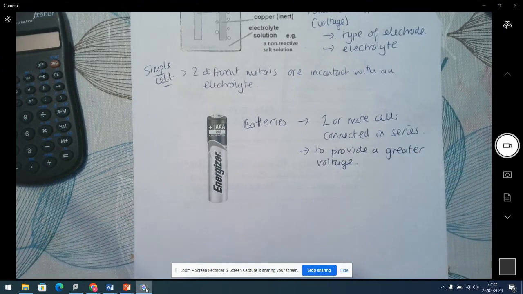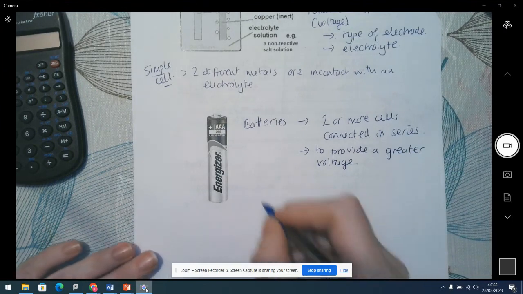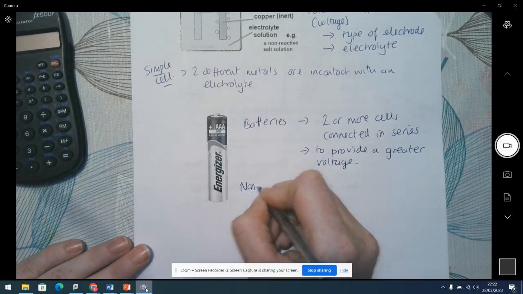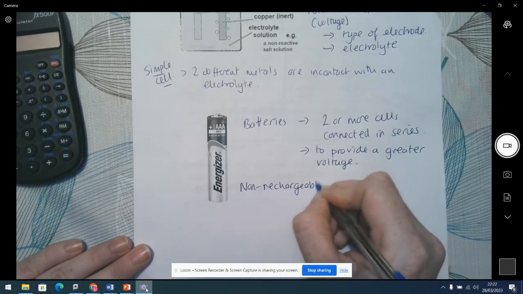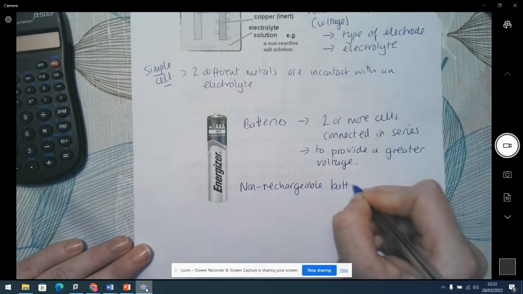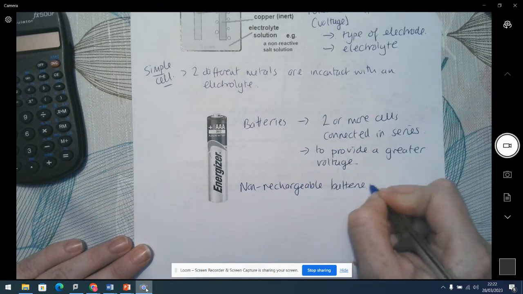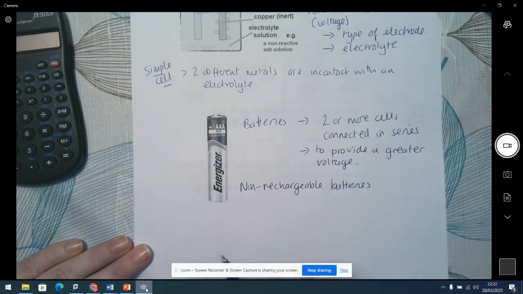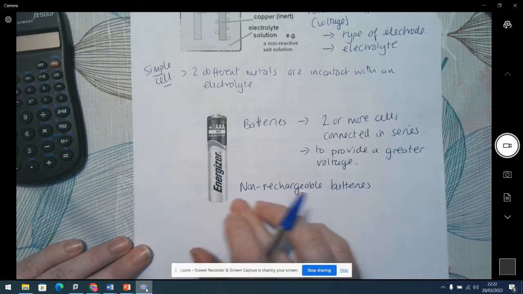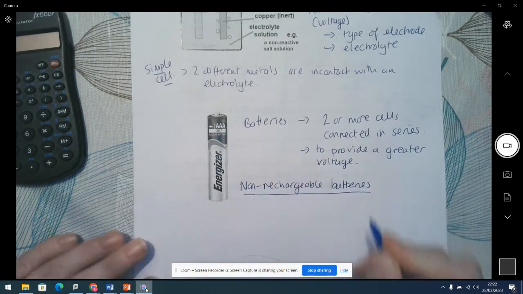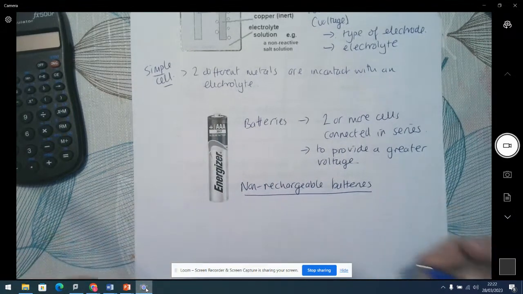Now, you do have different types of batteries. You have your non-rechargeable batteries and your rechargeable batteries. We're going to start off with your non-rechargeable batteries. These are the ones that we would use in the home. These are what we call non-rechargeable, although you do sometimes get rechargeable batteries that look like this. But we're going to talk first of all about non-rechargeable batteries.